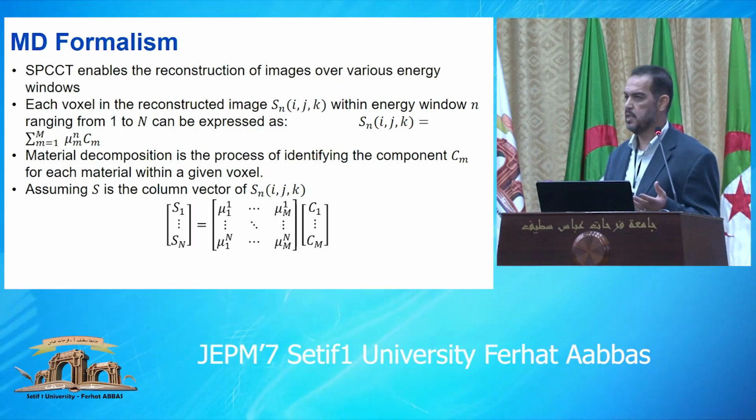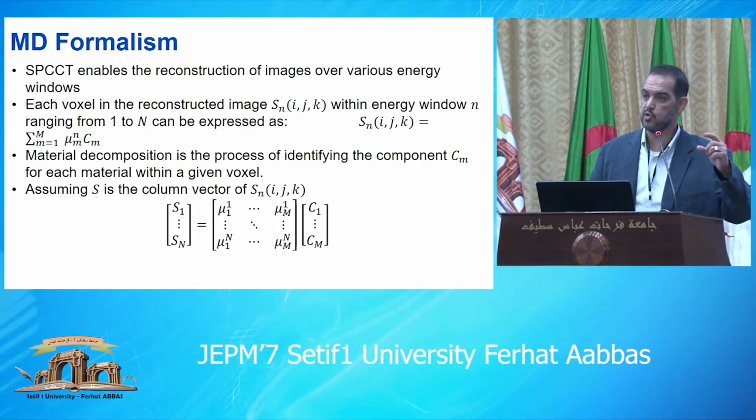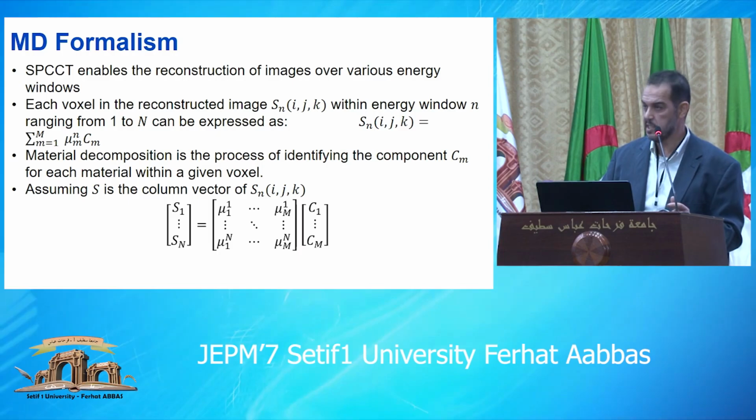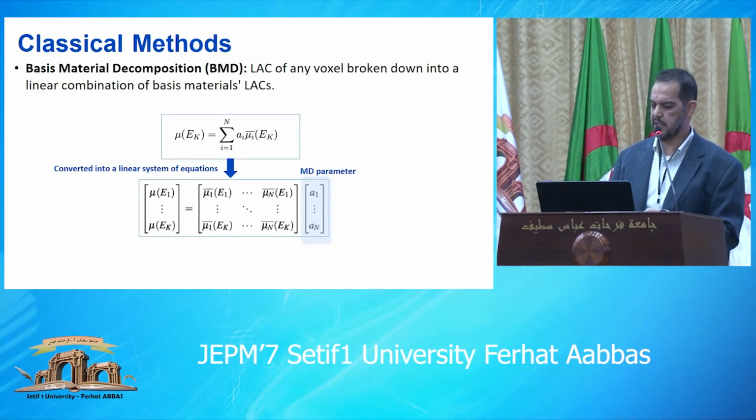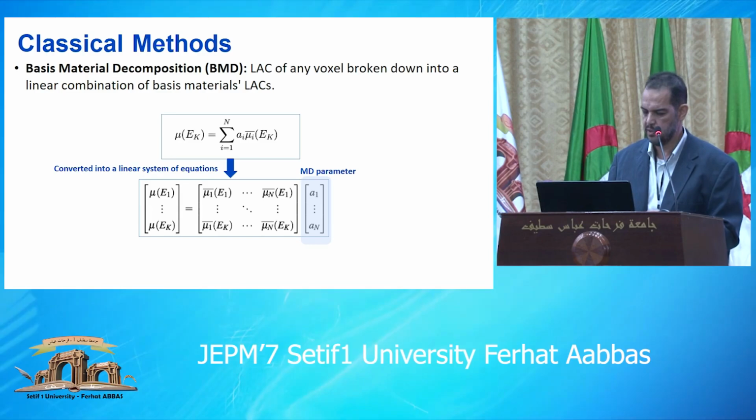So we can use this matrix equation and solve it mathematically in order to obtain the concentration of each material in each voxel in our image. That's basically material decomposition. Okay, so let's simplify this. Let's write the attenuation coefficient of a certain voxel at a certain energy as just equal to the linear combination of Ai times mu i, where Ai is now the coefficient. In the previous slide it was Ci, now we are calling it Ai.